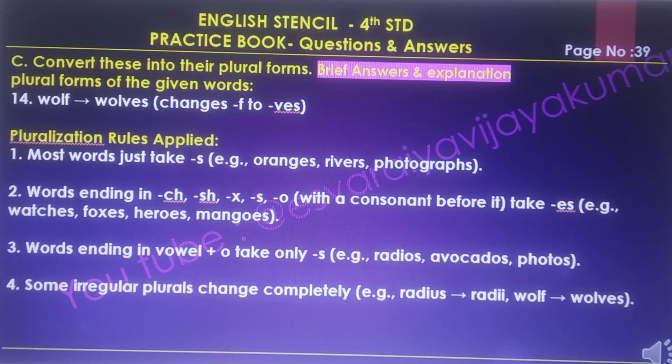The pluralization rules apply to most words. Just take for example oranges, rivers, photographs. Words ending with ch, sh, x, s, or o with a consonant before it take es. Examples: watches, foxes, heroes, mangoes. Words that end in a vowel plus o take only s: radios, avocados, photos. Some irregular plurals change entirely. Examples: radius, radii, wolf, wolves.